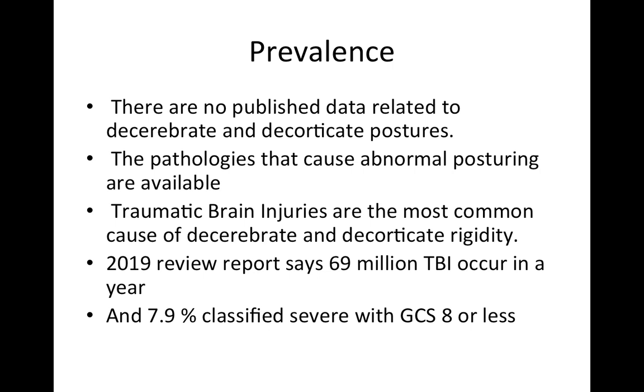As reported in a 2019 review, there are 69 million cases of TBI every year, with 7.9% classified as severe cases with a GCS of 8 or less. That means decerebrate and decorticate postures are the commonest presentation of traumatic brain injuries.